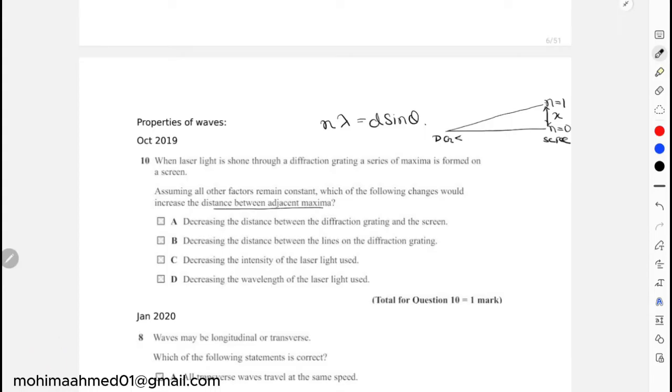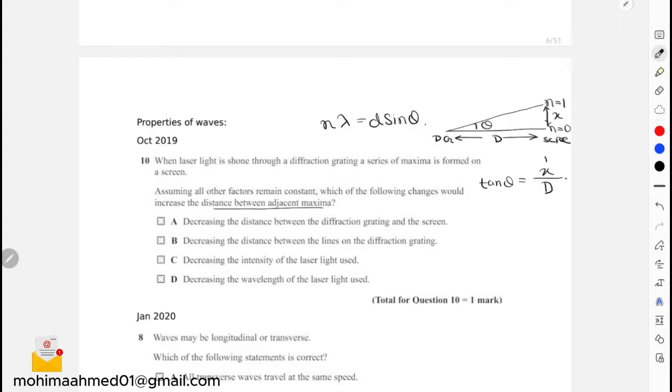The distance between them, this capital D over here, we can actually calculate theta from these two values, right? X and capital D. X was the distance between the maxima, and D was the distance from the diffraction grating to the screen. So we can calculate that using tan theta. So tan theta is equal to x over D.